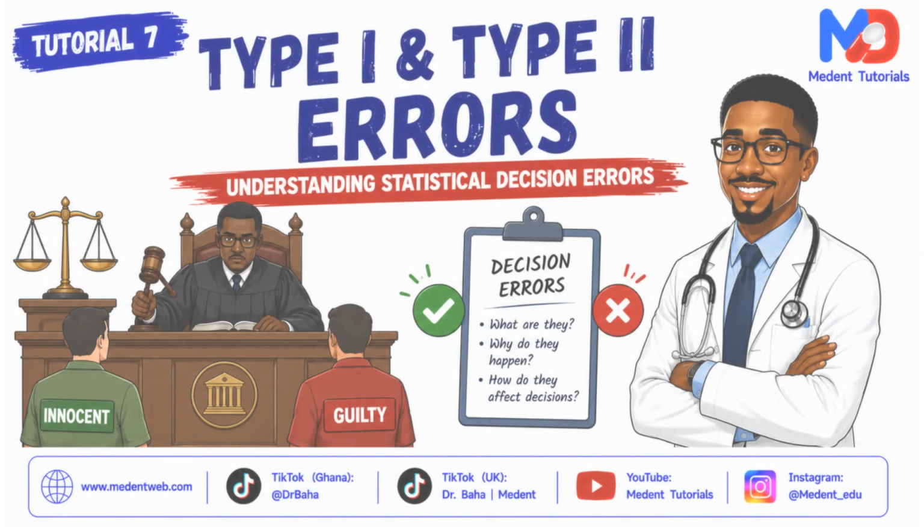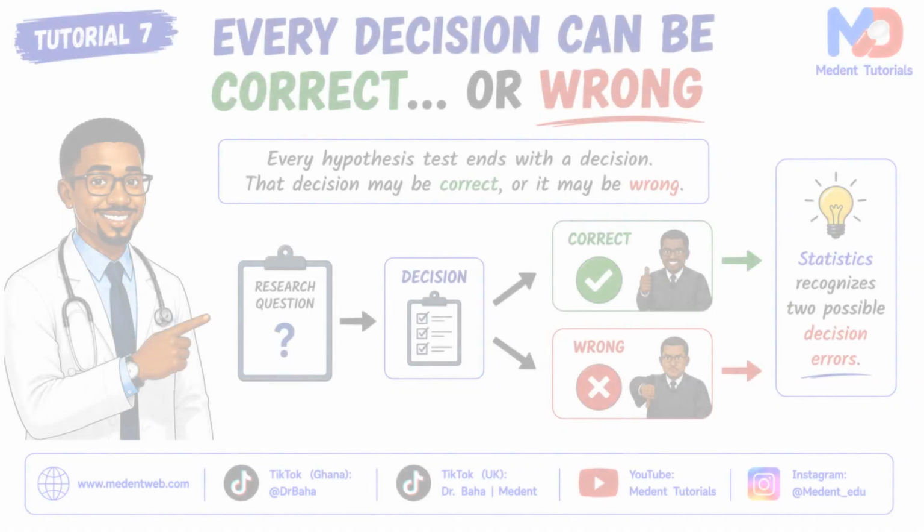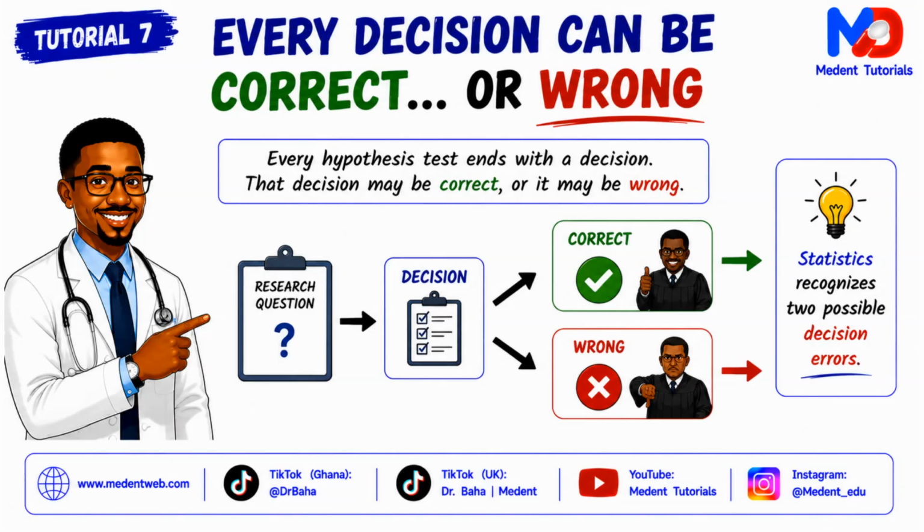In our previous lessons, we learned how to make statistical decisions. Today, we will discover what happens when those decisions are wrong and how type 1 and type 2 errors do occur. So every hypothesis test ends with a decision. That decision may be correct or it may be wrong. Statistics recognizes these two possible decision errors.